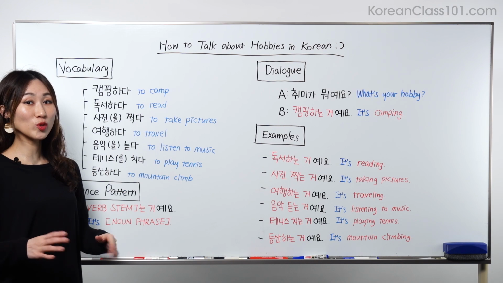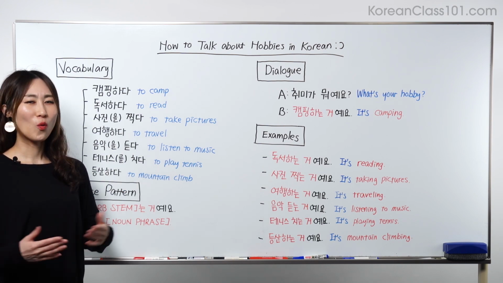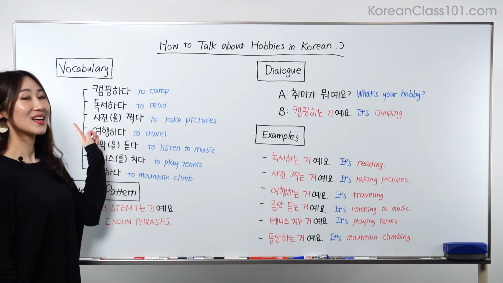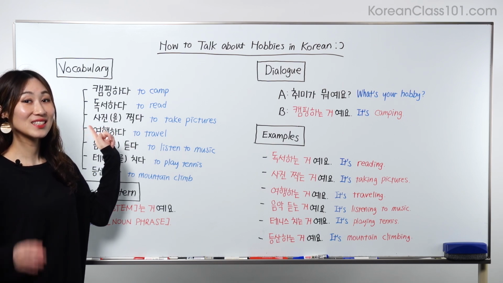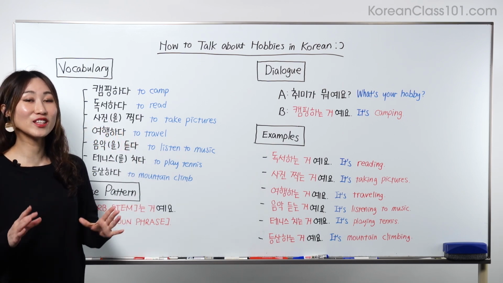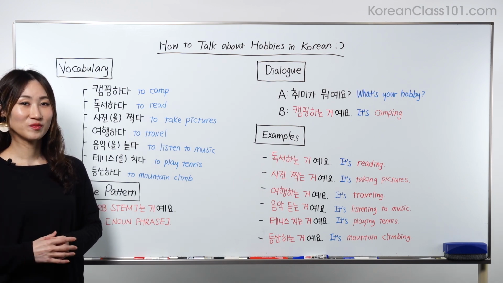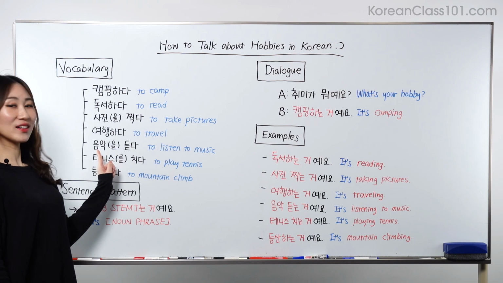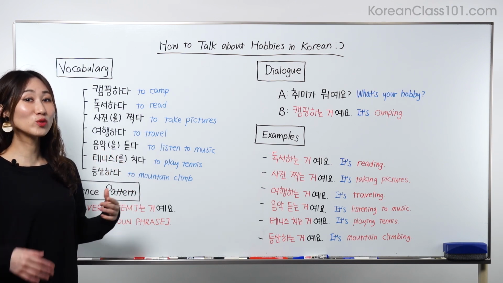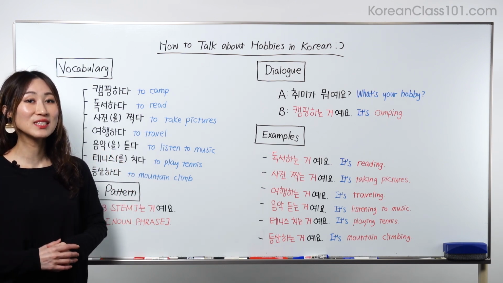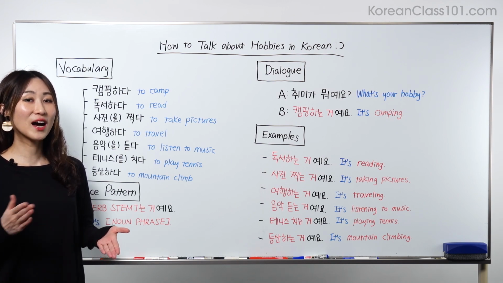There are two kinds of object marking particles. Why? Do you see this? 사진, 사진을. 사진 ends with a consonant, so I'm using 을 here. What about 음악? 음악 also ends with a consonant, so I'm using 을 as 음악을.